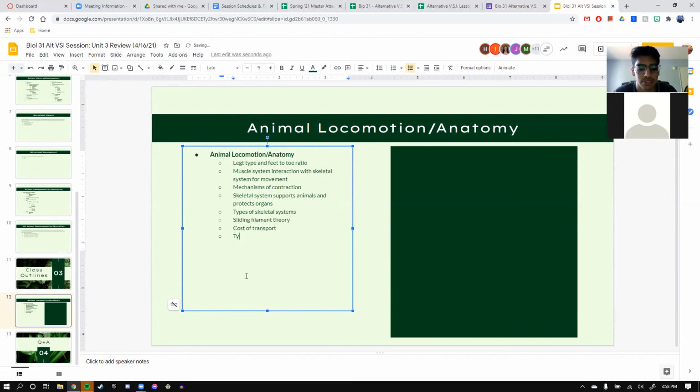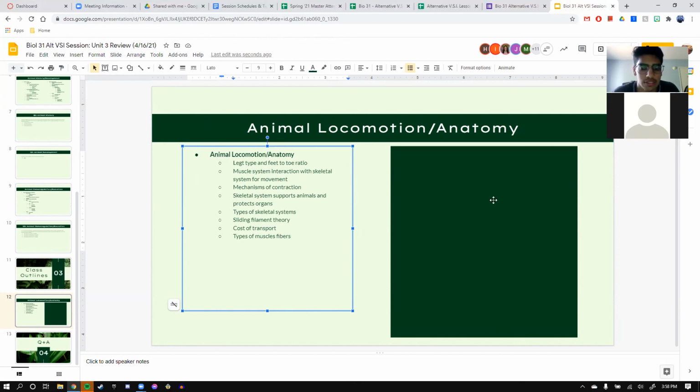I see types of muscle fibers. All right, so there are different types of muscle fibers. That's good too. All right, cool. These are all very good suggestions and about important things we could all look at when we're talking about animal locomotion and anatomy. If you guys have any more suggestions, feel free to keep putting them in the chat.